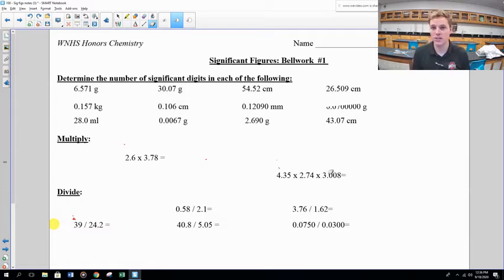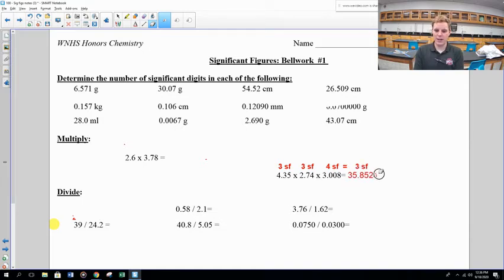The first thing I'm going to do is count how many significant figures each one of those values has. So 4.35 has 3 significant figures. 2.74 has 3 significant figures. And 3.008 has 4 significant figures. So 3 SigFigs times 3 SigFigs times 4 SigFigs. That tells you that your final answer can only have 3 SigFigs allowed in it at the end.